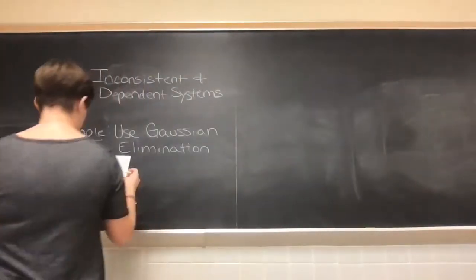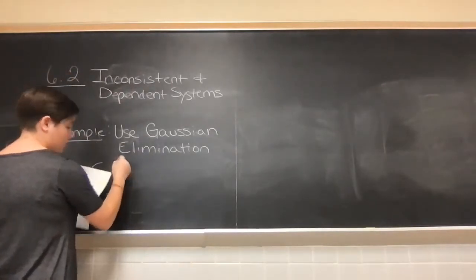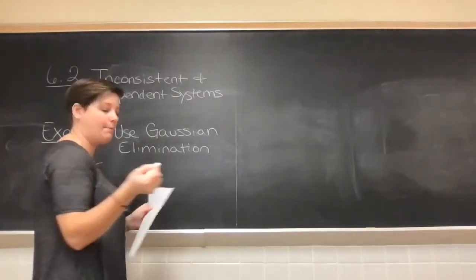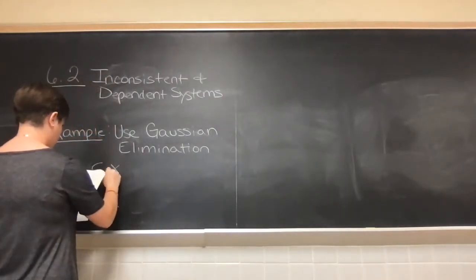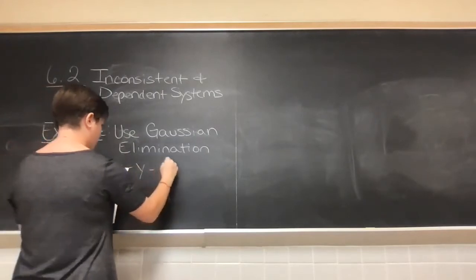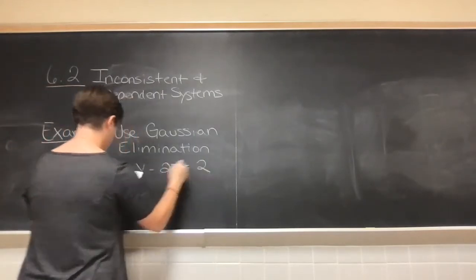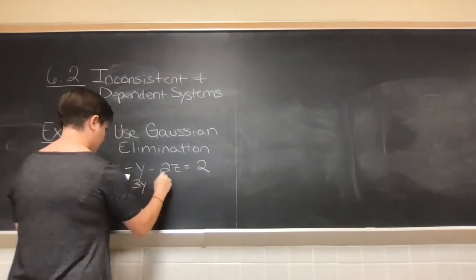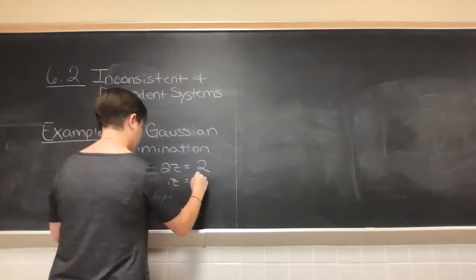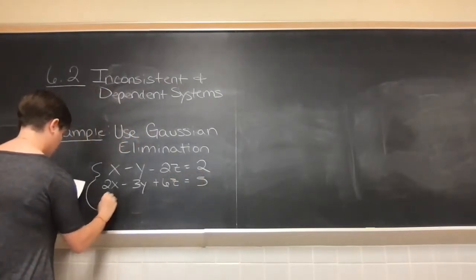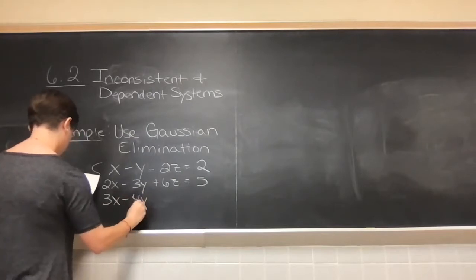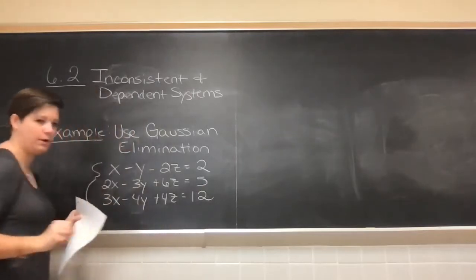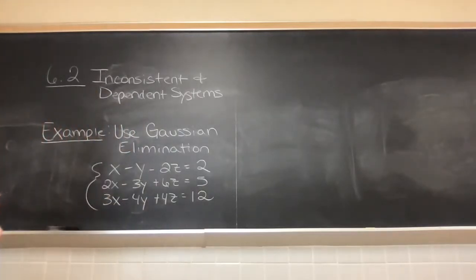So our first example, which we're just working problems, there's not really notes for this one, it's just working them out and seeing what happens with them. So we have x minus y minus 2z equals 2, 2x minus 3y plus 6z equals 5, and then 3x minus 4y plus 4z equals 12. That's going to be the system that we're going to look at first.